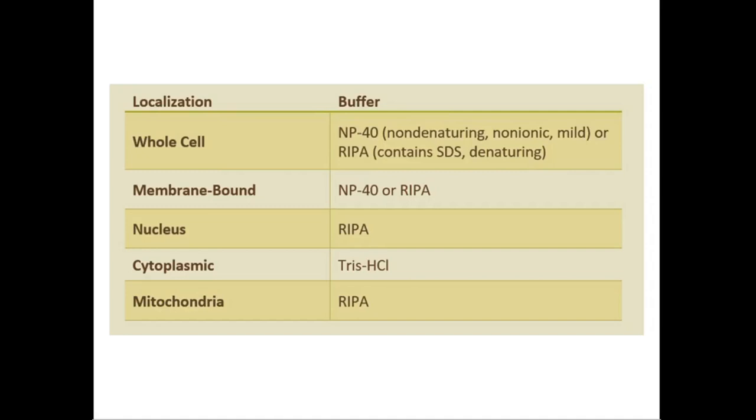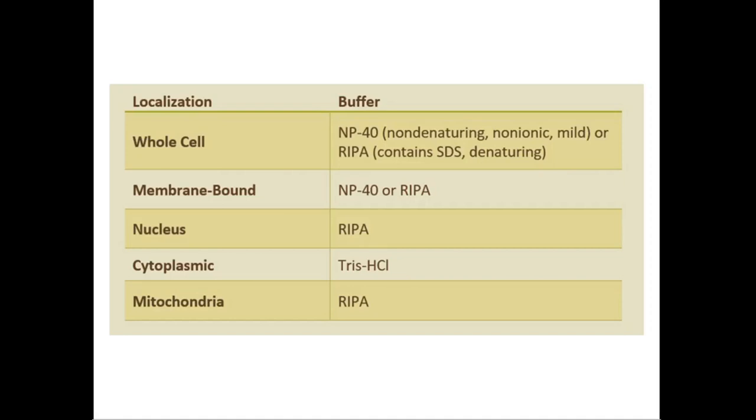Then more frequently used in cell lysis is CHAPS. Again, CHAPS is a non-denaturing zwitterionic detergent. It has the ability to solubilize membrane proteins and it maintains some degree of protein-protein interactions, and it can disaggregate the protein complexes without affecting the secondary or the tertiary structures.